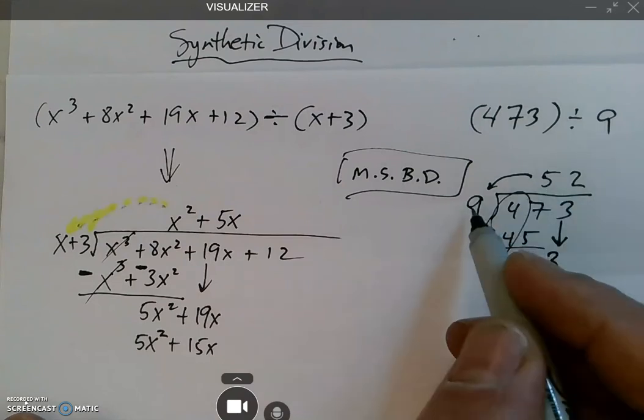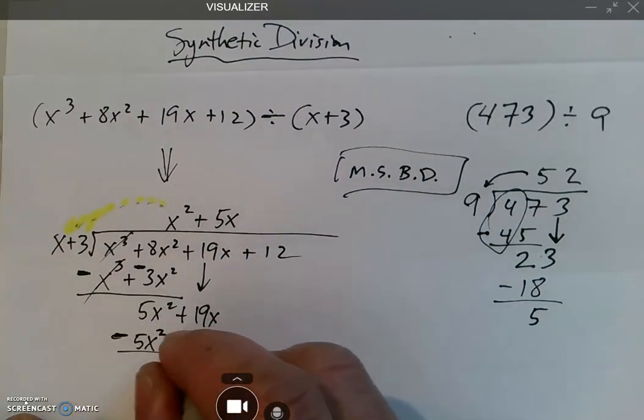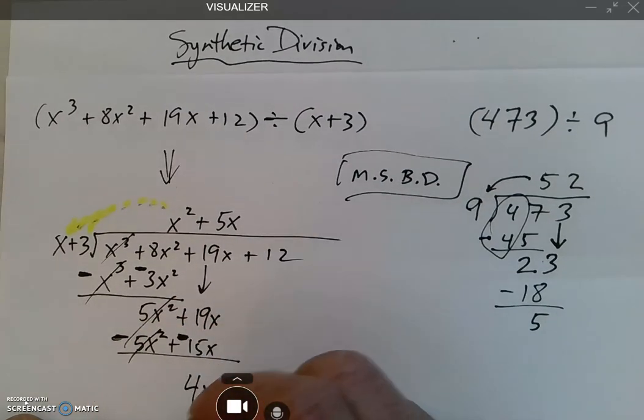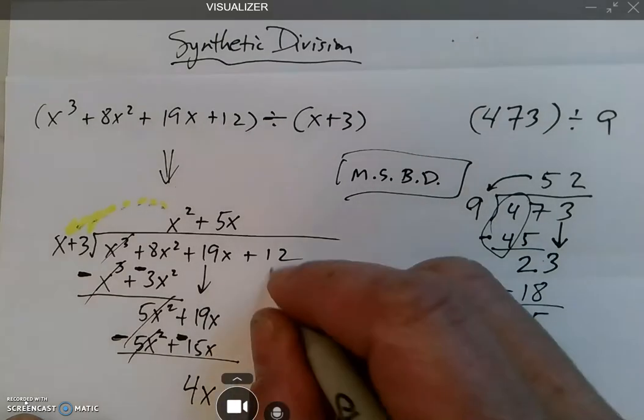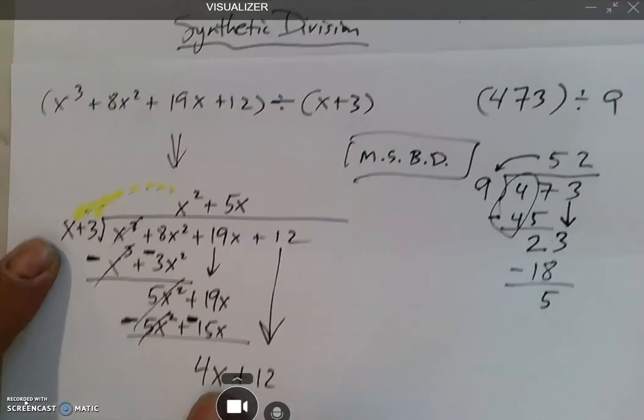So remember, we multiplied, then we subtract. Subtracting this and that, those disappear. You get 4x. 19 minus 15 is 4. Bring down the next one, plus 12. So now I've got to match x with 4x.